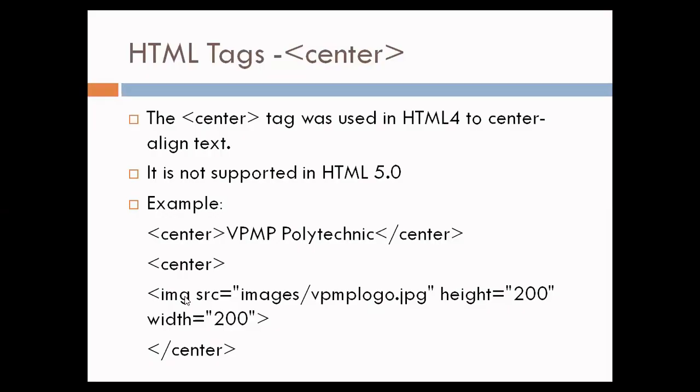So as we can see, the title is HTML center tag, then the body tag, center, VPMP Polytechnic, then closing center. Then again I have written center, img src is equal to image path, then height is equal to 200 pixel, width is equal to 200 pixel, then closing center tag.